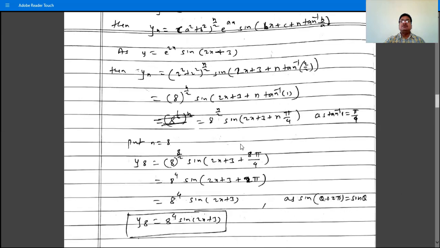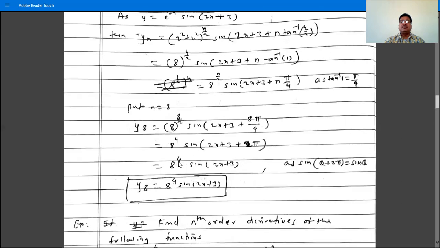And then put n is equal to 8 because we have to find y8. So y8 is what? 8 raised to 8 by 2, e raised to 2x, right? That missing term, e raised to 2x sin 2x plus 3 plus 8 pi by 4. n is 8, 8 pi by 4. 8 pi by 4 is 2 pi. So 8 raised to 8 by 2 means 8 raised to 4, e raised to 2x sin 2x plus 3 plus 2 pi.